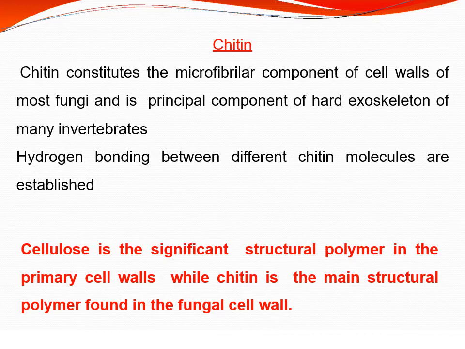The second thing that forms the cell wall is termed cellulose. Cellulose is the significant structural polymer in the primary cell walls, while chitin is the main structural polymer found in the fungal cell wall. So what we need to understand at this stage is that fungus has chitin, whereas cellulose forms the cell wall of most of the higher plant cells.